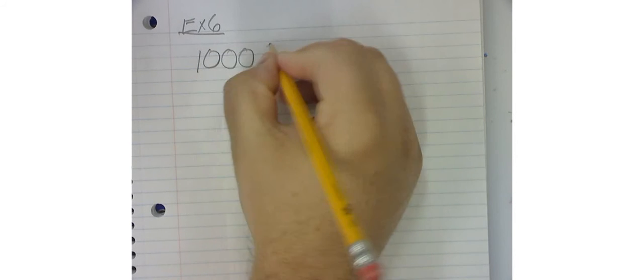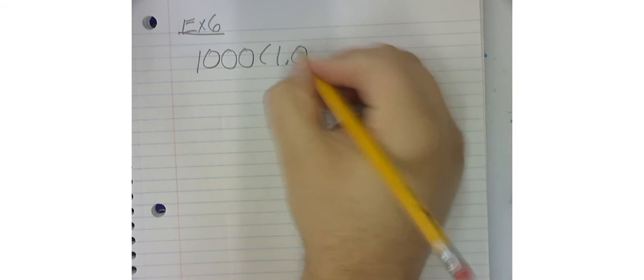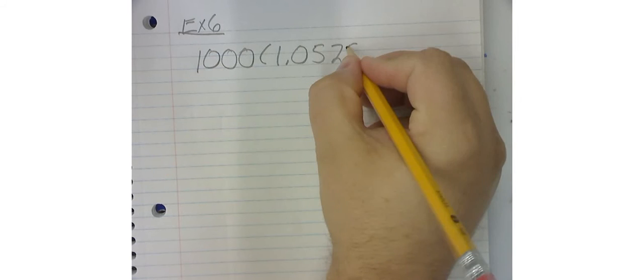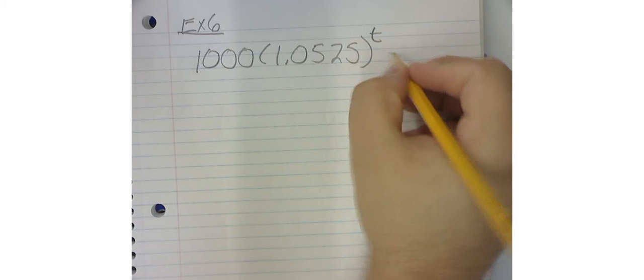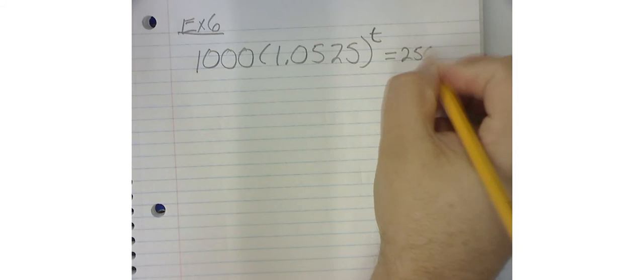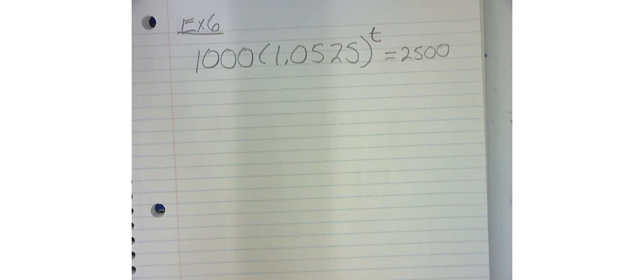For example number 6 out of our text, we are given the function 1,000 times the quantity 1.0525 raised to the t equals 2,500. And I suppose I could probably read the whole thing. This is an interest problem. Sarah invests $1,000 into her account that earns 5.25% interest, and it's compounded annually. How long will it take to reach 2,500?